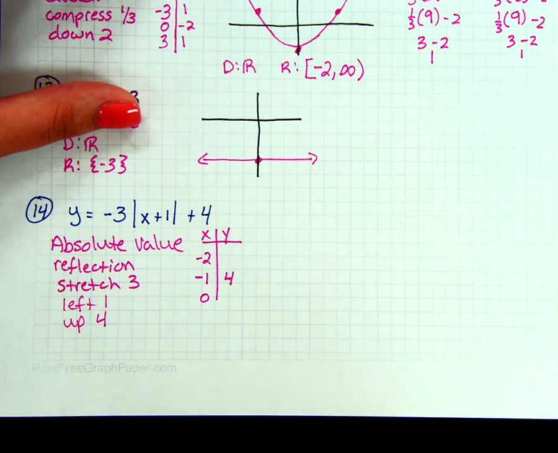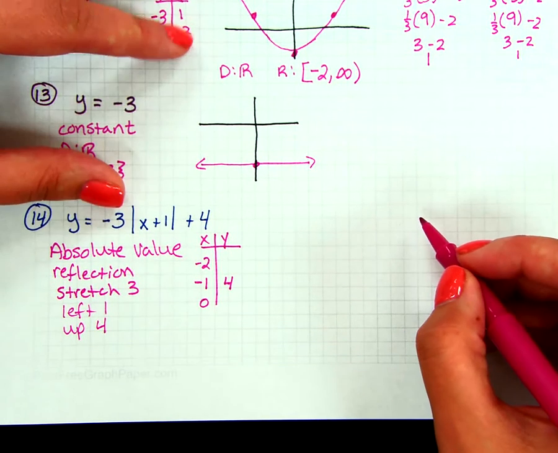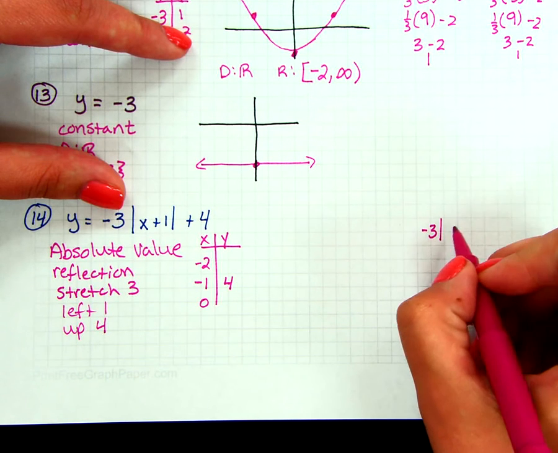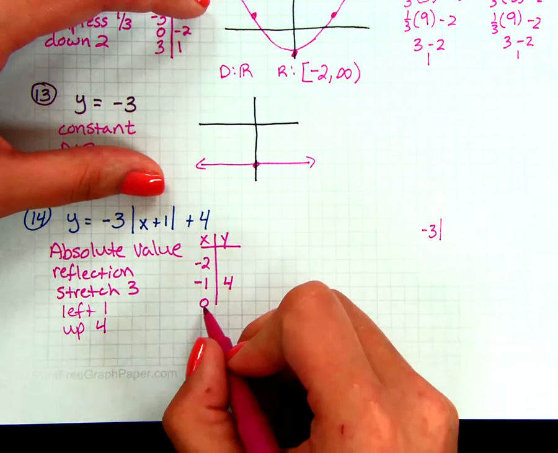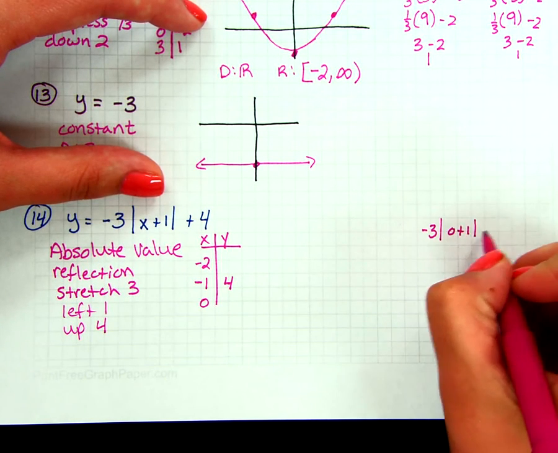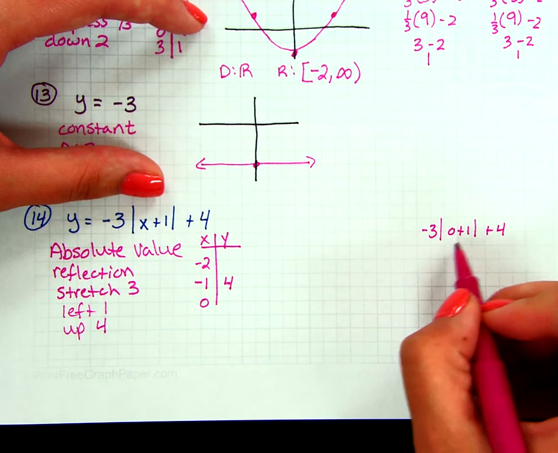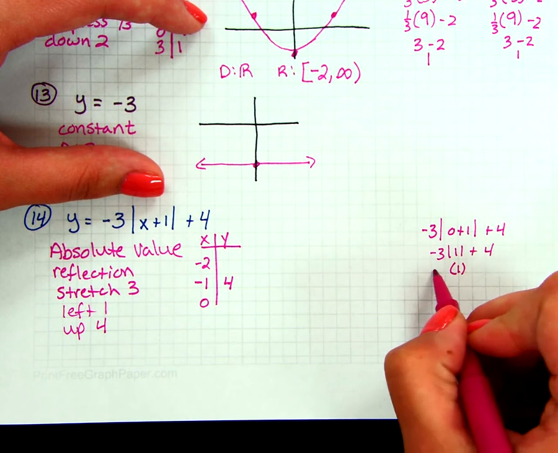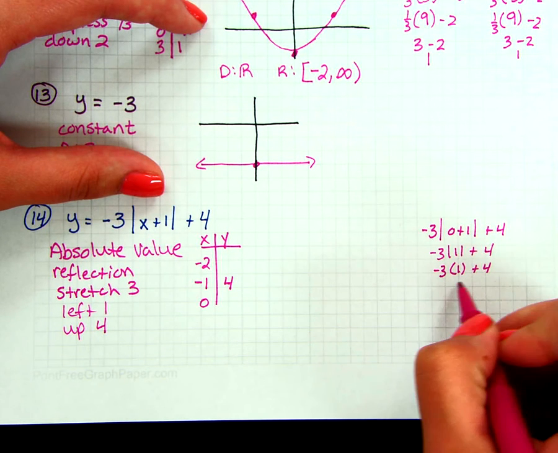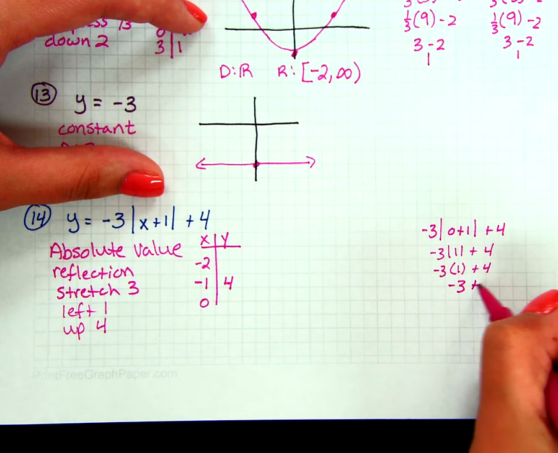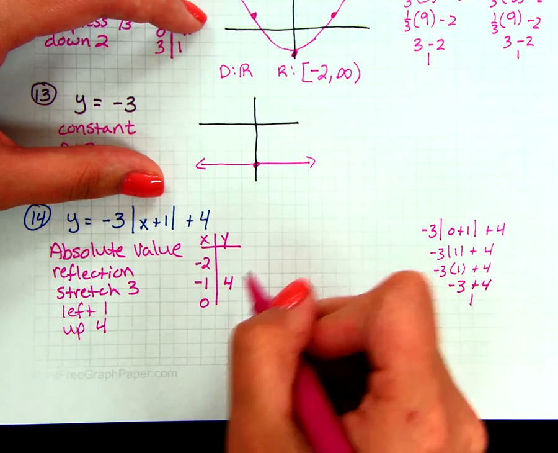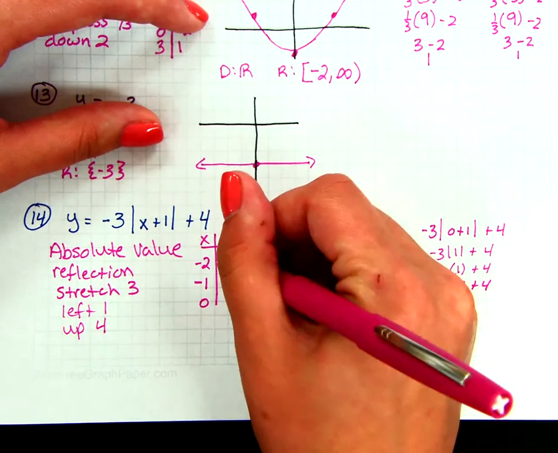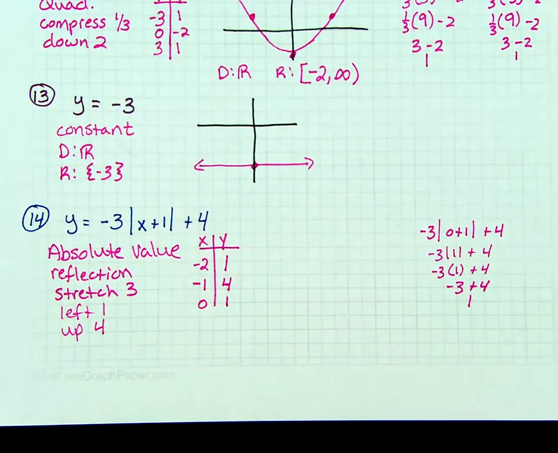And then now we're going to substitute. So again, I'm going to do a little bit of side work over here. So -3 times the absolute value. I'm going to start with 0. So 0 plus 1 plus 4. So 0 plus 1 is 1. Absolute value of 1 is 1. And if we take that times -3, that will be -3, and then plus 4 gives us positive 1. And because we know that this is symmetrical, my y value for that one is also going to be 1.